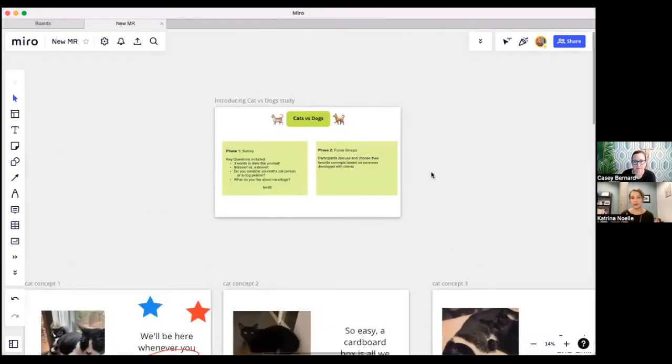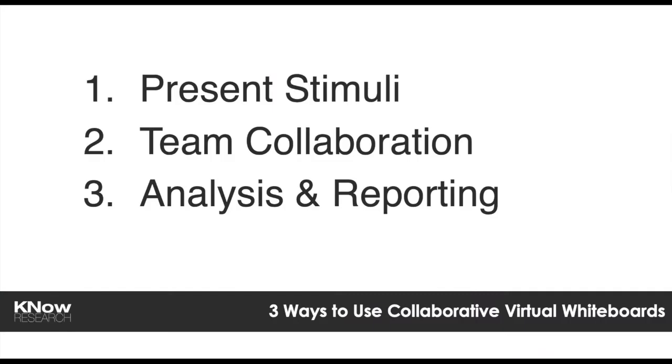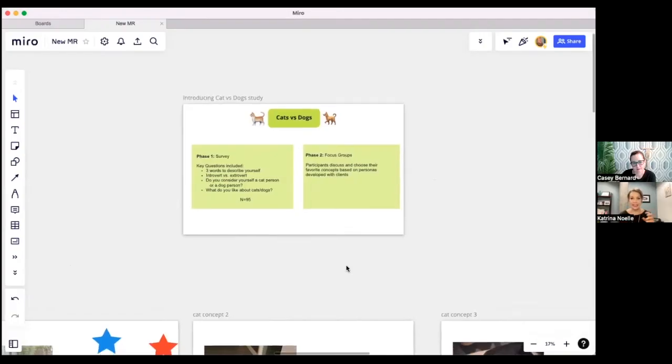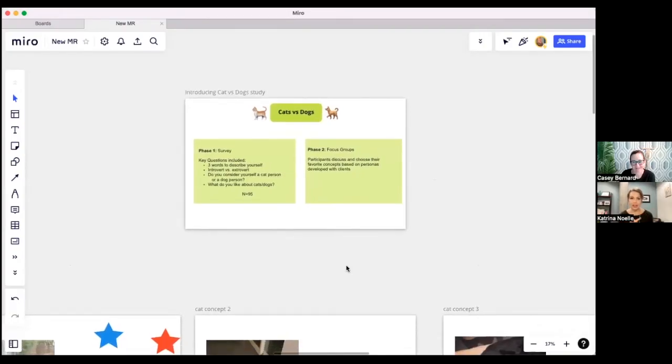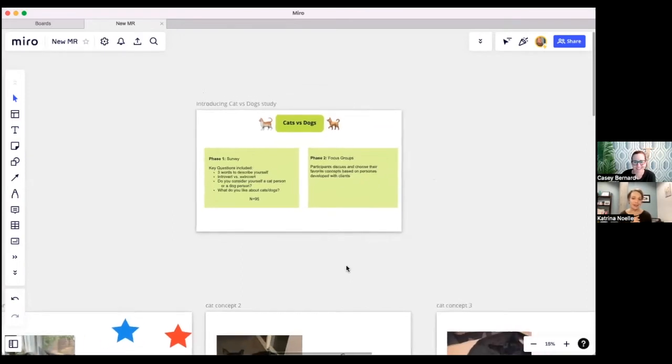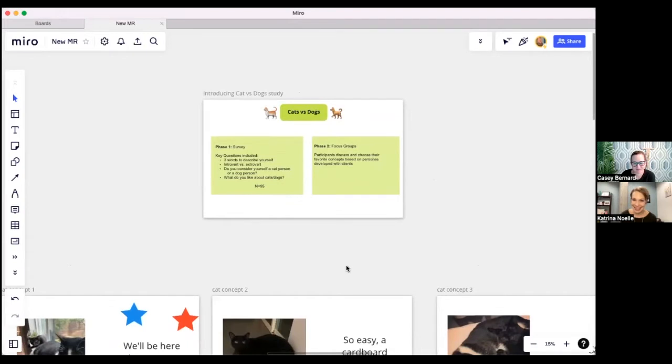So we're going to use Miro today and walk you through an example project to show you the 3 ways that we have been using these whiteboards: to present stimuli, to collaborate with your team, and to do analysis and reporting. This is a fake example project on cat owners versus dog owners. So thank you, Casey, for a fun example for today.